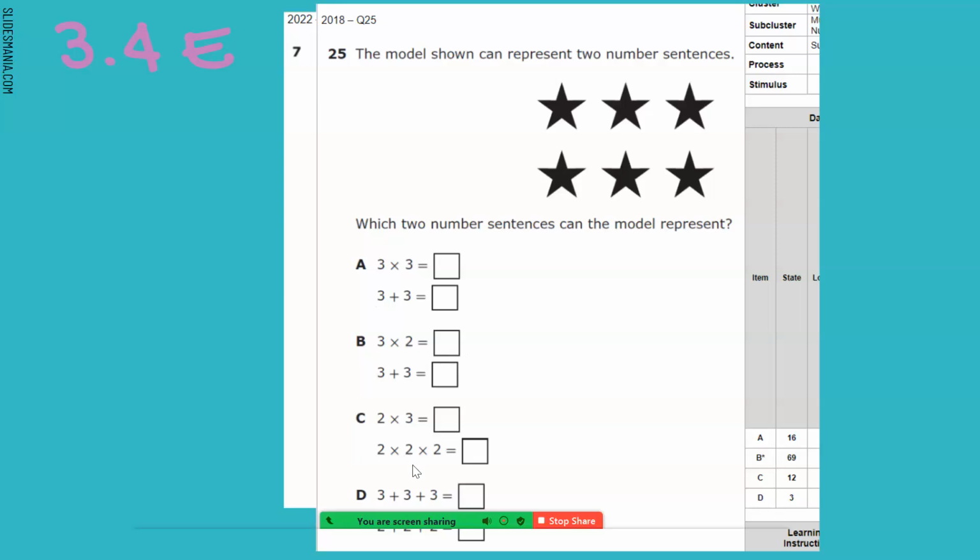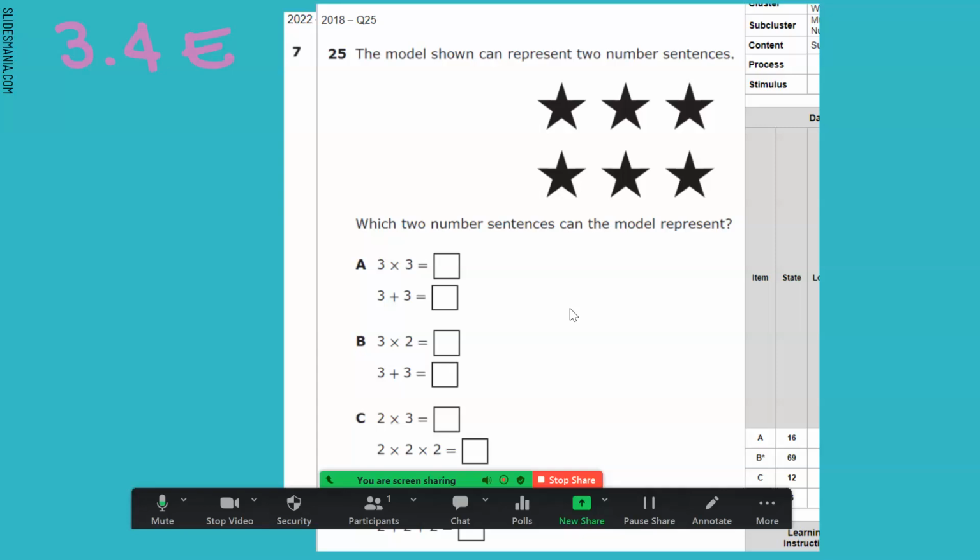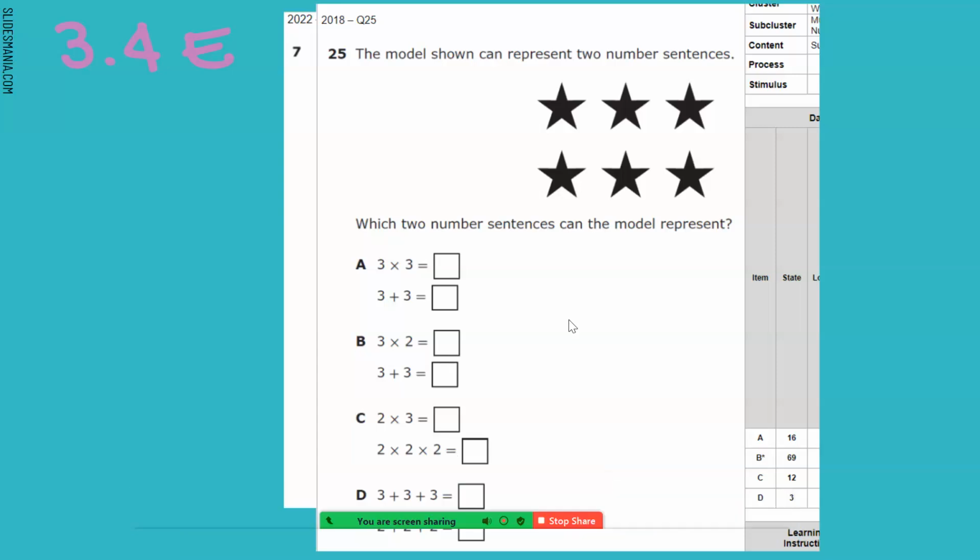But look at this choice right here. This one got our kids when we had this one on the test in 2018 because it looks so similar to what? That's right, repeated addition. But is it repeated addition? No, it's not. Does the picture show 2 times 2 times 2? No, it shows 2 plus 2 plus 2. So this one right here is a misconception or a really easy gotcha, like it's not correct, but it looks very similar to being correct.